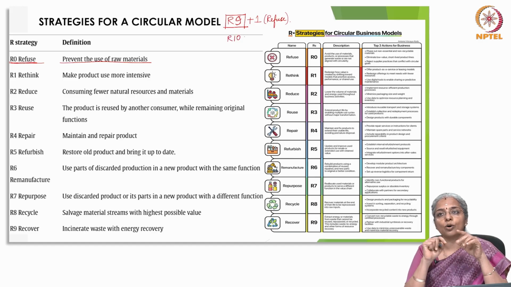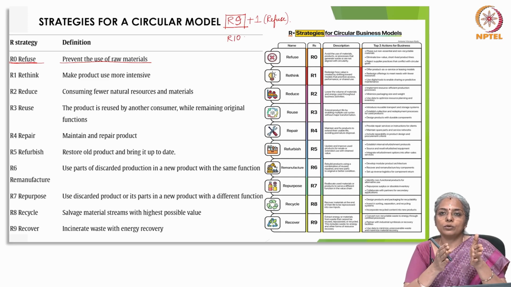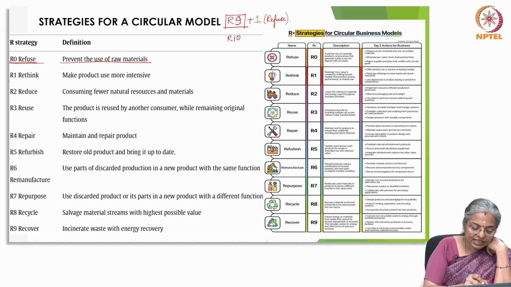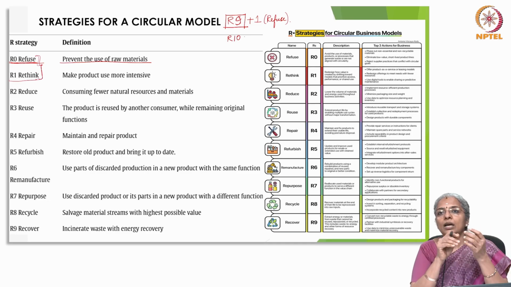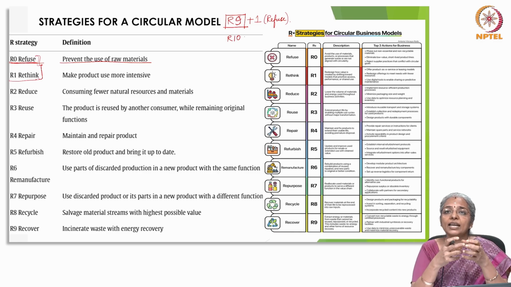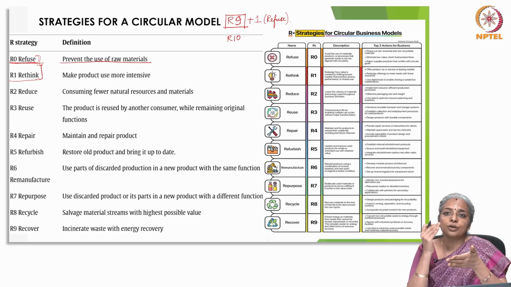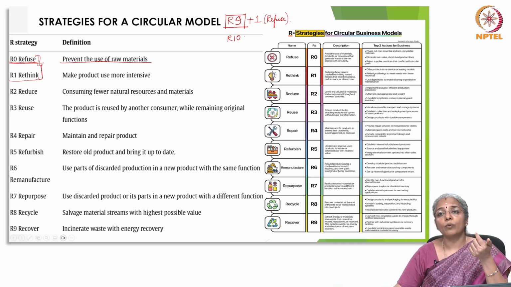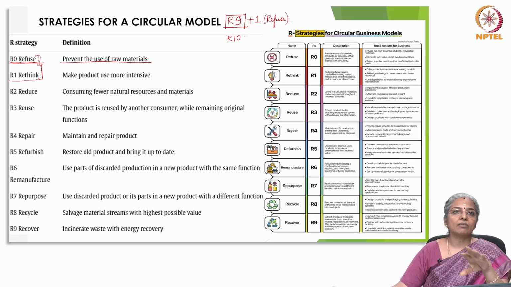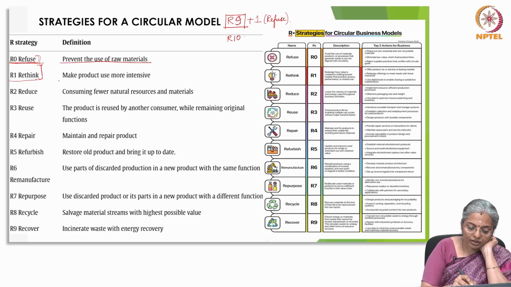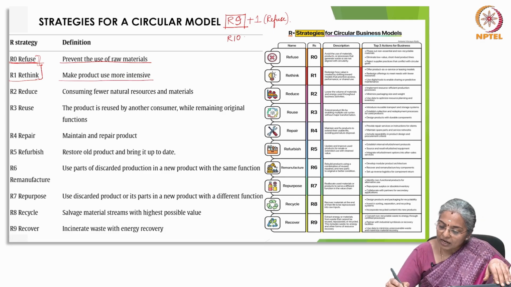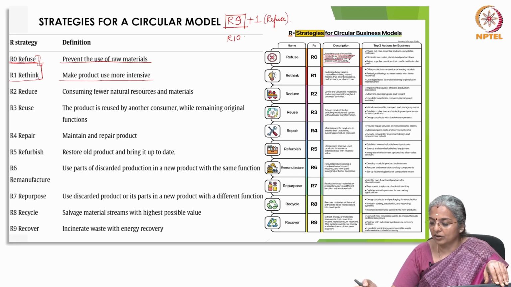So in these 10 strategies or framework, the first one is refuse and the second is rethink. So these first two, R0 and R1 rethink, will fall more into redesigning a business model itself, because these are high impact upstream actions that address the root cause of waste and inefficiency by eliminating unnecessary materials and reimagining how value can be derived. So basically what it actually means is that refuse to have a new product and make the product use more intensive. So it means avoid the use of materials, products or processes that generate waste and are not aligned with circularity.